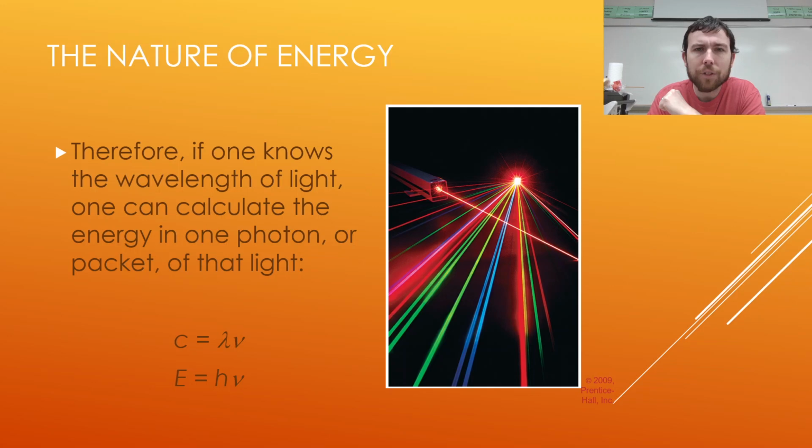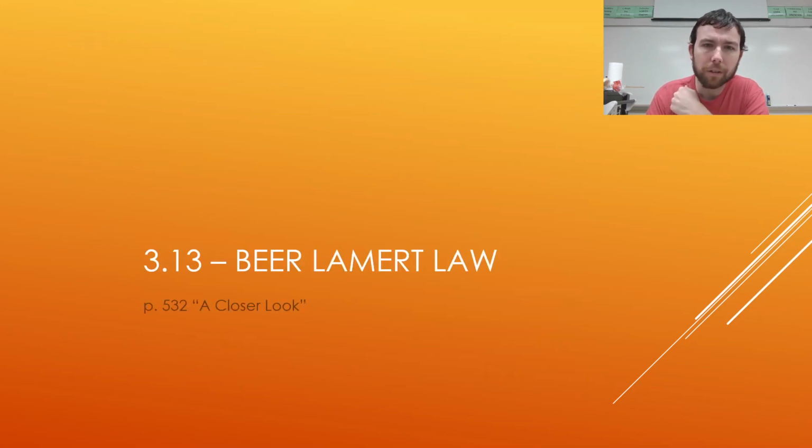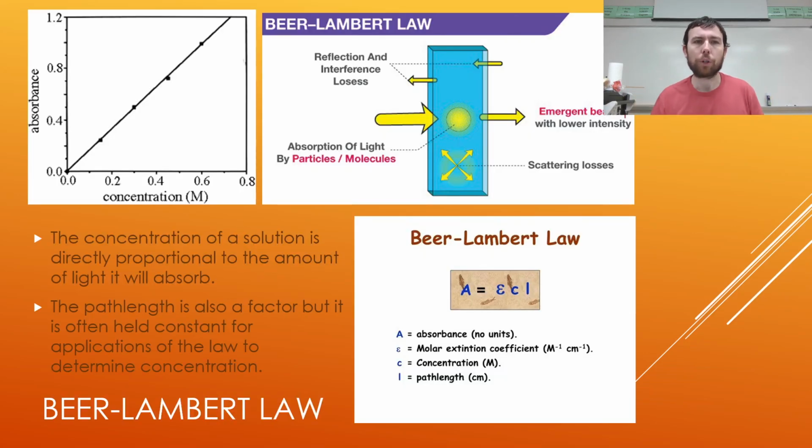All right. And so the last technique that we need to look at is called the Beer-Lambert law. And that should say Lambert, L-A-M-B-E-R-T. And this is going to be found on page 532 in the text, looking at the Closer Look section. And this is going to have direct correlation in our understanding of solutions specifically. Because the way that the Beer-Lambert law works is that you take a concentration of a solution, and what you should be able to determine is that the higher the concentration of the solution, the greater the amount of light that it'll be able to absorb, right?